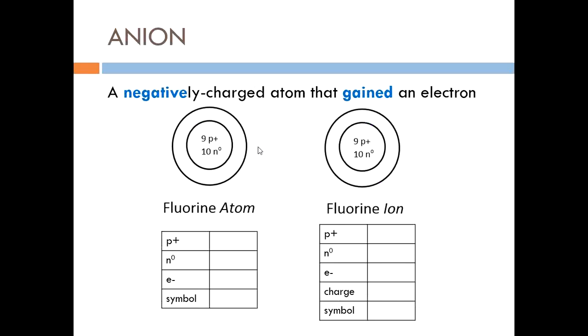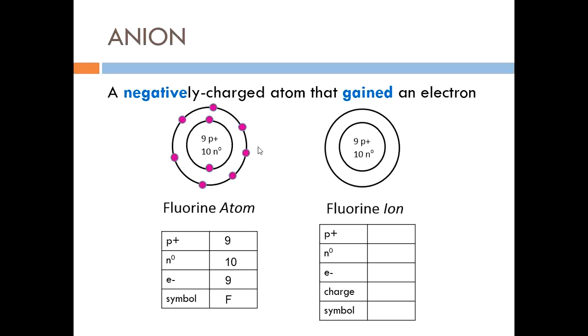An anion is a negatively charged atom that gained an electron. So let's take a look at the neutral fluorine atom. A neutral fluorine atom has 9 protons, 10 neutrons. And if it has 9 protons, it will also have 9 electrons. And the symbol for fluorine is capital F.